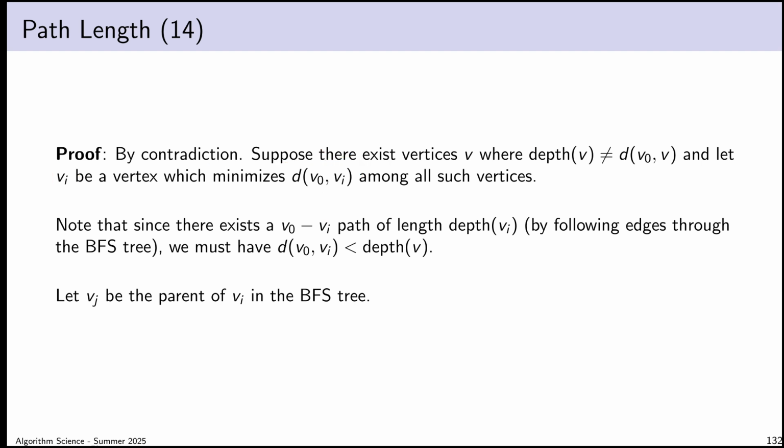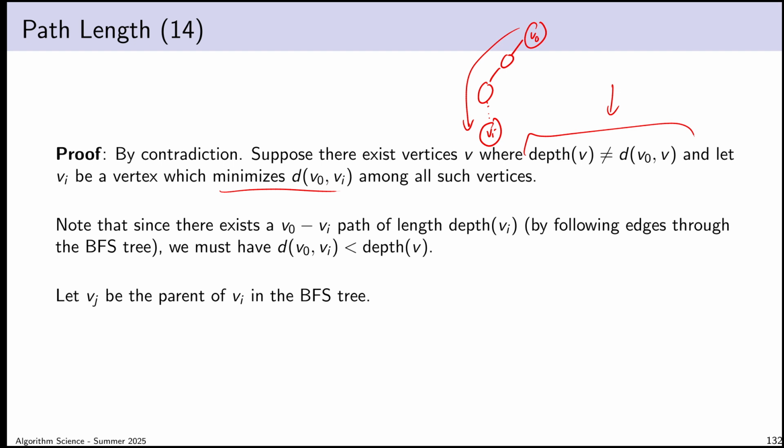Okay. So I choose Vi to be a vertex with the smallest possible distance from the root, true distance, that has this situation, where the depth is not equal to the true distance. Now, we know that because we did a BFS traversal and we have a BFS tree, even if the depth of Vi, so let's say Vi is all the way down here, isn't equal to the minimum distance, the actual distance from V0 to Vi, we know that there is a path from V0 to Vi because we have a path in the BFS tree.